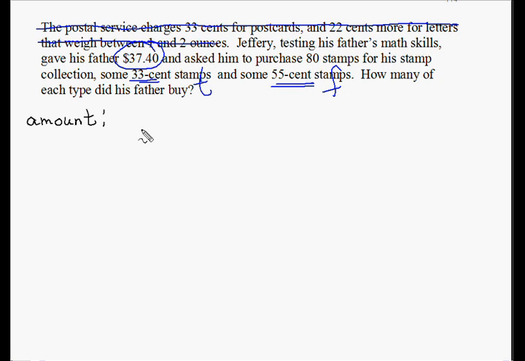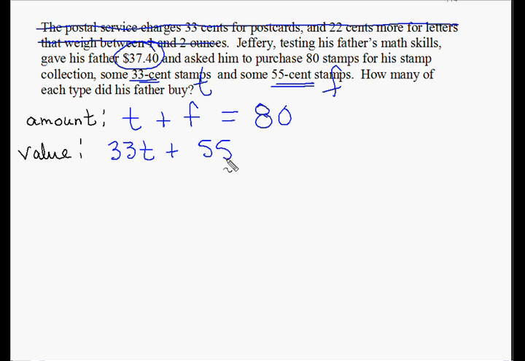Our first equation is still the amount equation. We have some 33-cent stamps and some 55-cent stamps, and he wanted a total of 80 stamps. So that's our amount equation. Our value equation includes the value of our 33-cent stamps and 55-cent stamps, and the value of all the stamps. Well, it was $37.40, but we're going to write that as 3,740 cents. That way I don't have any decimals to play with.